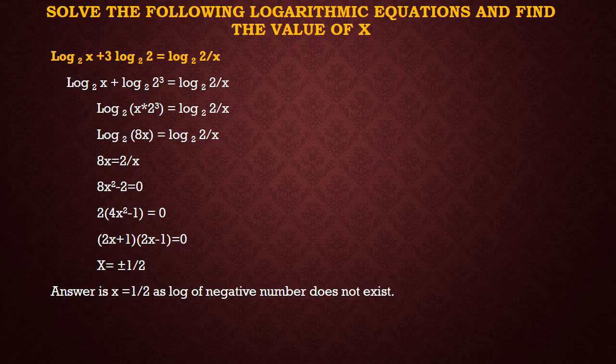Now solve it further. Please note that since these two log terms are being added, we can multiply the terms together, and this is what we are going to do in the next step. This way we get log base 2 of 2 raised to the power cube into x, and this becomes 8x, is equal to log base 2 of 2 over x. Now solve this equation further and you get 8x is equal to 2 over x, and 8x square minus 2, and solving it further you get x equals plus minus 1 over 2. Now note your answer is going to be plus 1 over 2, as log of a negative number does not exist.